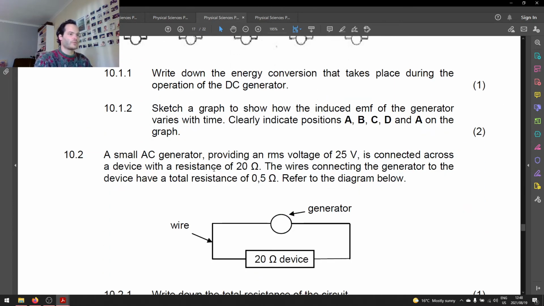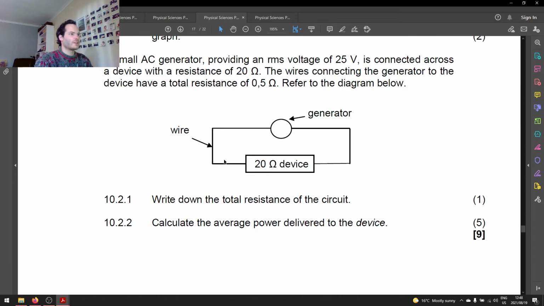Let's go on to 10.2. A small AC generator providing an RMS voltage of 25 volts is connected across a device with a resistance of 20 ohms. The wires connecting the generator to the device have a total resistance of 0.5 ohms. Refer to the diagram below. Then 10.2.1, write down the total resistance of the circuit.